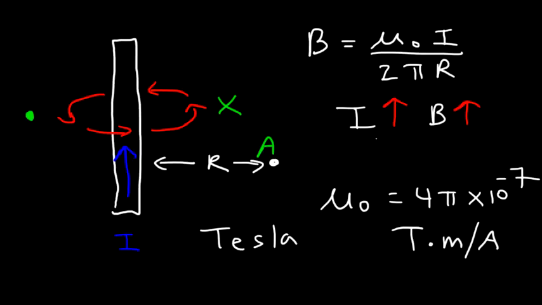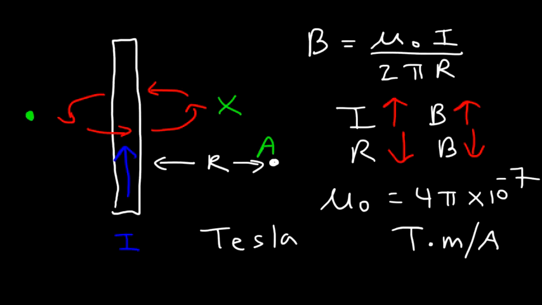Now r is on the bottom, so that means that r is inversely related to B. If you increase the distance between the wire and the point of interest, the magnetic field at that point will be weaker. As you move away from the wire, the strength of the magnetic field weakens. By the way, the number of magnetic lines that you see in a picture is proportional to the strength of the magnetic field.